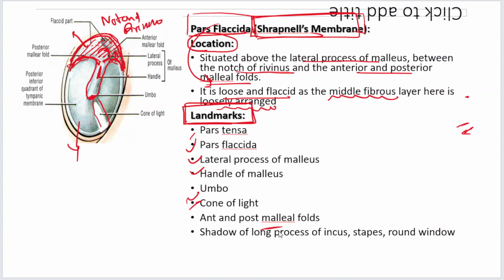I talked about the anterior and posterior malleolar folds. Sometimes in the posterior superior quadrant, you can see the shadow of the long process of the incus and the stapes, and sometimes you can see the shadow of the round window. So all this you will be able to see in the landmarks of the tympanic membrane.